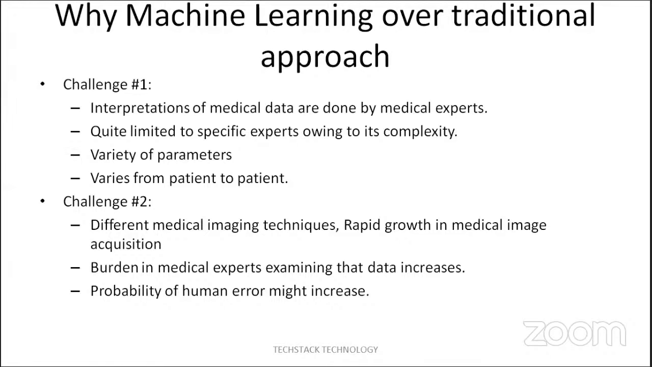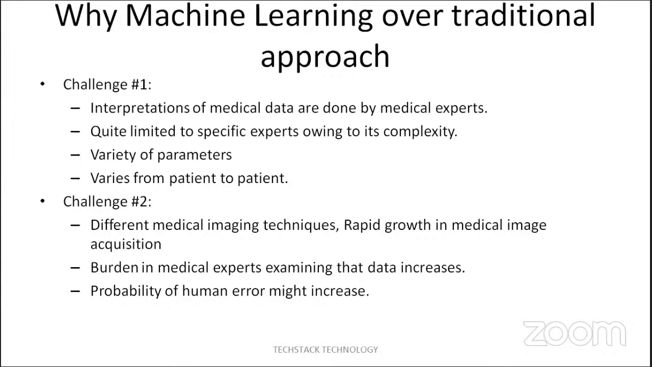Why? Because of the complexity. And even nowadays a variety of parameters come into the picture. In images especially, a lot of parameters are analyzed. Those things need to be understood, and they need to be well articulated by the doctor. At the same time, patient to patient data varies. So the data provided by medical imaging technique is different. That's the reason machine learning is going to come instead of a traditional approach. That is one of the challenges.